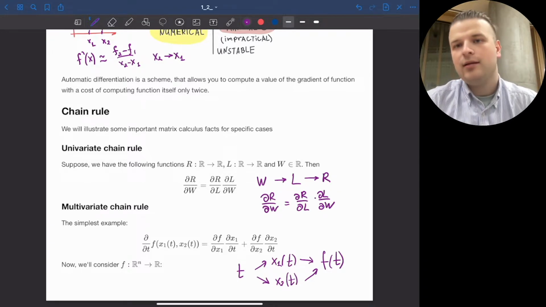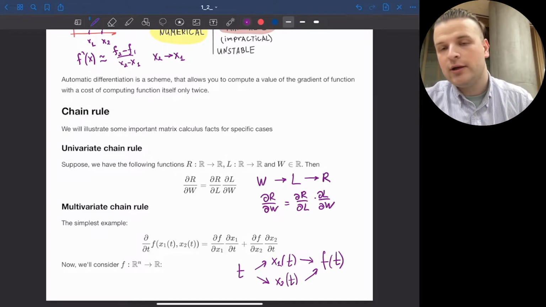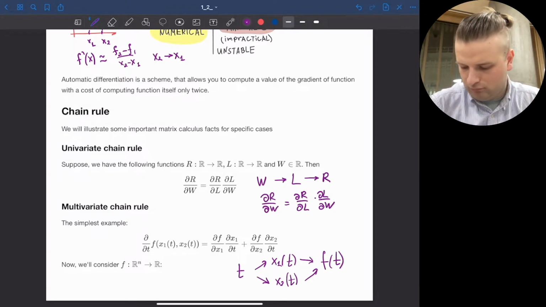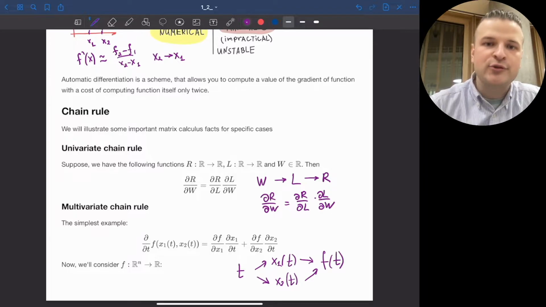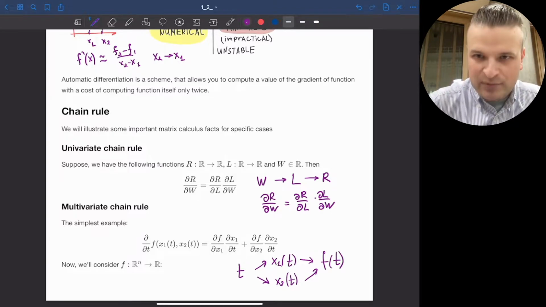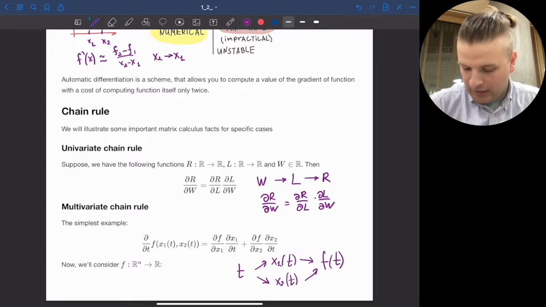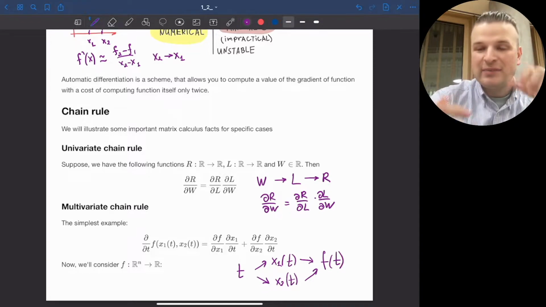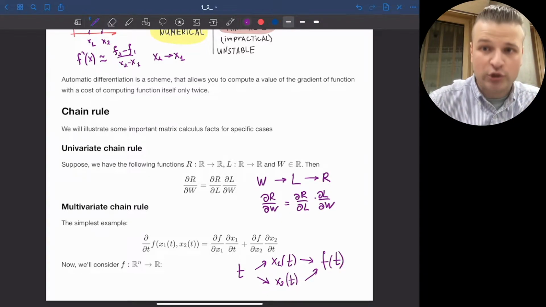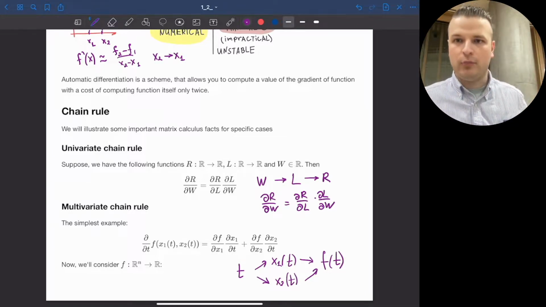And typically, having a scalar output is pretty common for us because we are focused on solving machine learning optimization problems, which typically require minimization of some loss function, which is typically scalar. But we'll consider all possible ideas here.